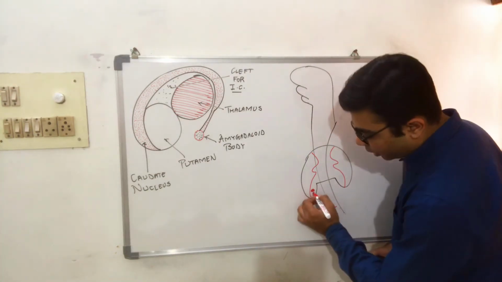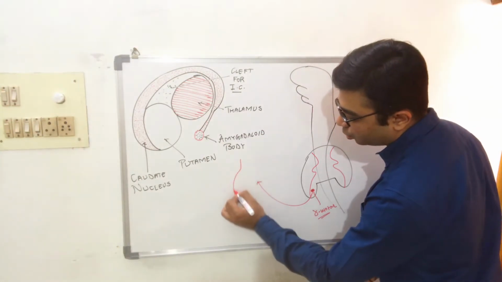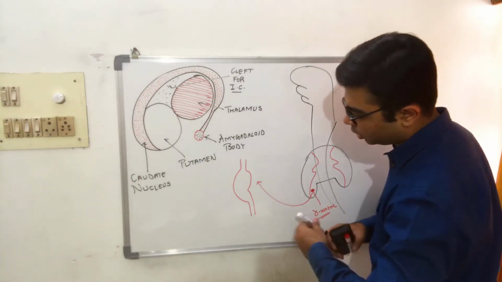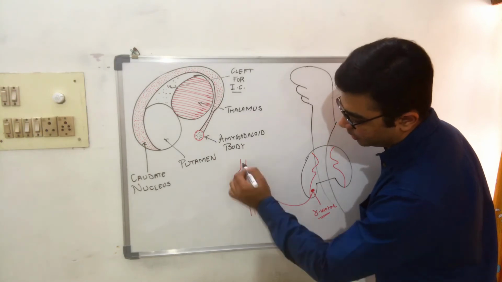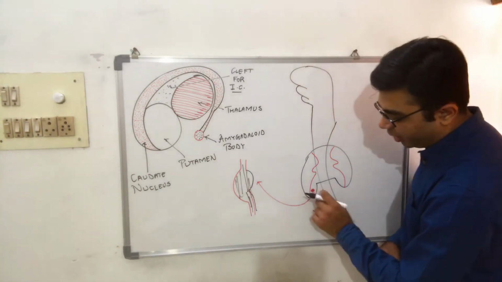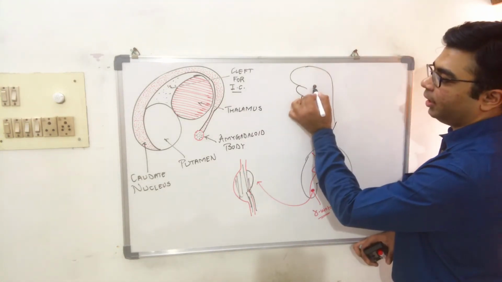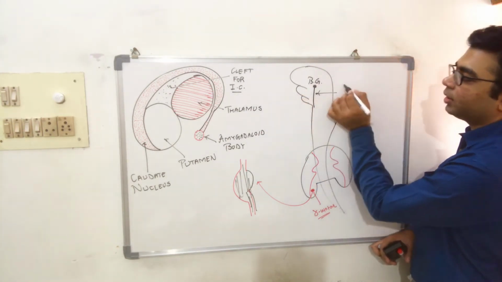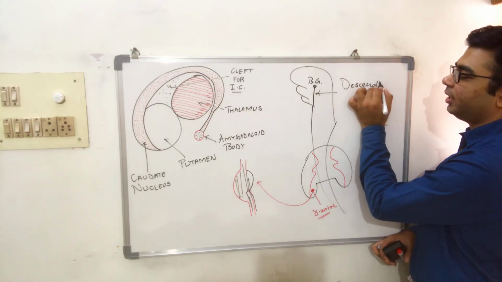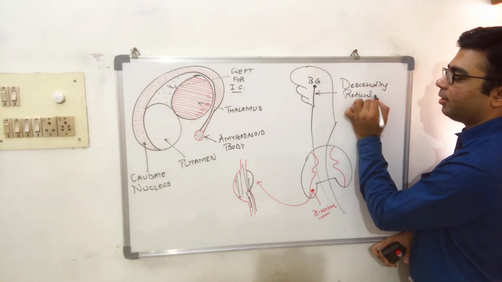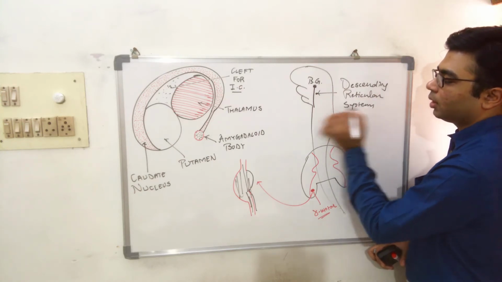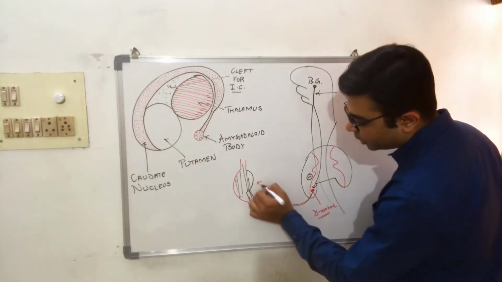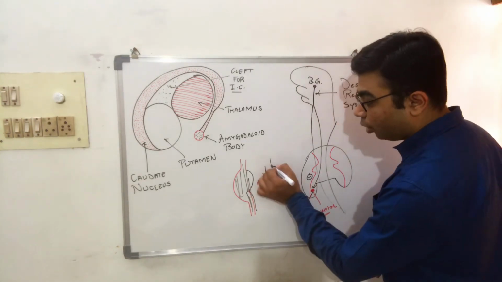Gamma motor neurons are basically going to increase the muscle tone. These are the muscles. So when gamma motor neurons fire up, they increase the muscle tone. But the basal ganglia, which is there in the CNS, through the descending reticular system, inhibits the gamma motor neuron, so it gives an inhibitory signal. So ultimately the muscle tone will be reduced to the normal level.